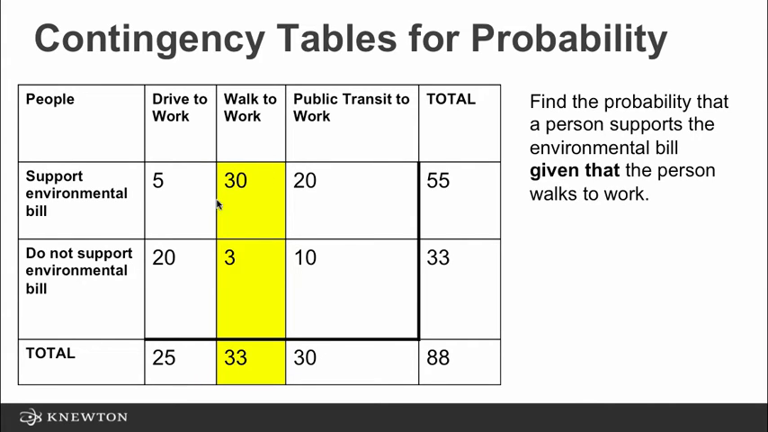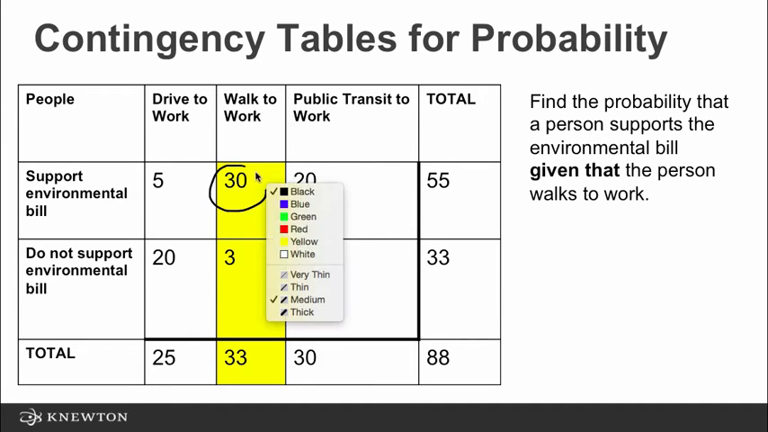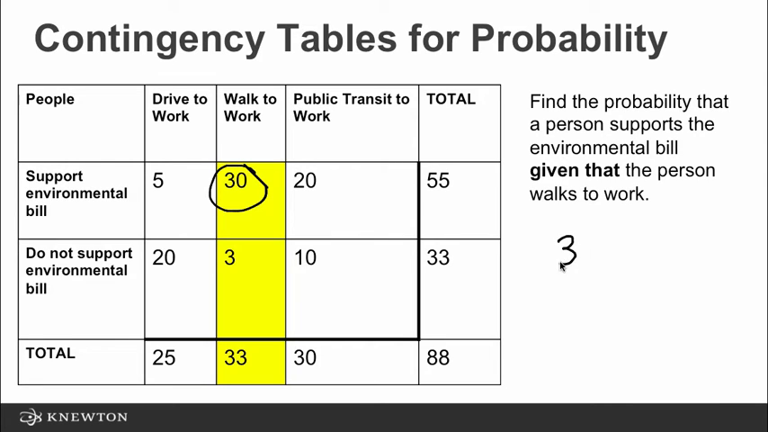And now that we've focused on what we're given, that the person walks to work, we want to take a look and see what we are interested in the probability of. We want the probability that a person supports the environmental bill. So that's going to be this portion, the 30. 30 people support the environmental bill out of the total number of people in the column. So again, we're interested in people who support the environmental bill out of the total number of people who walk to work. So the final answer for this will be 30 out of 33.